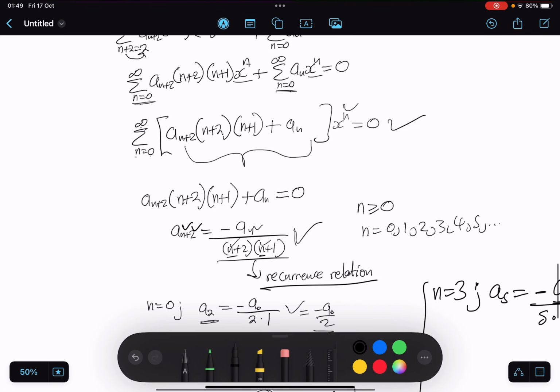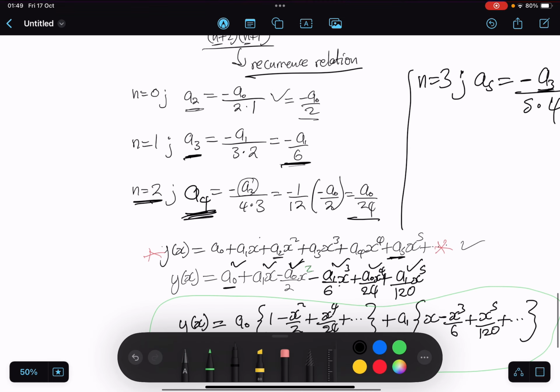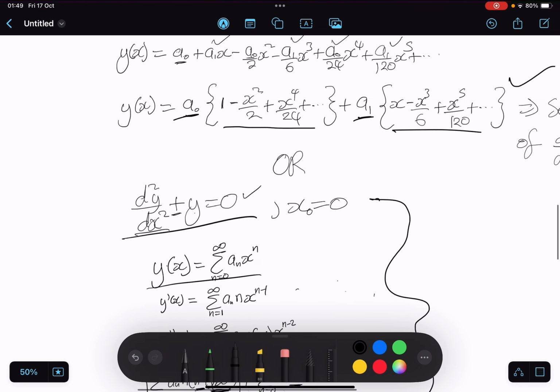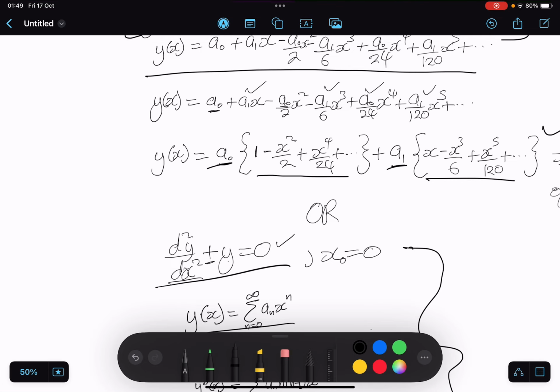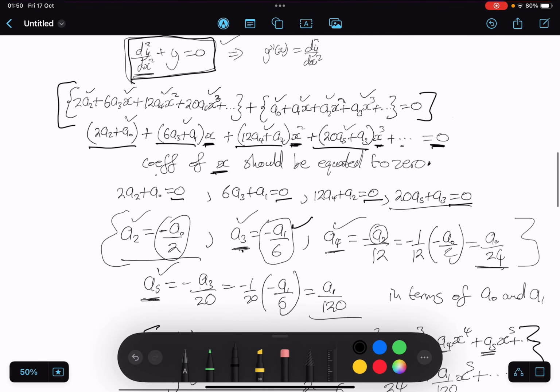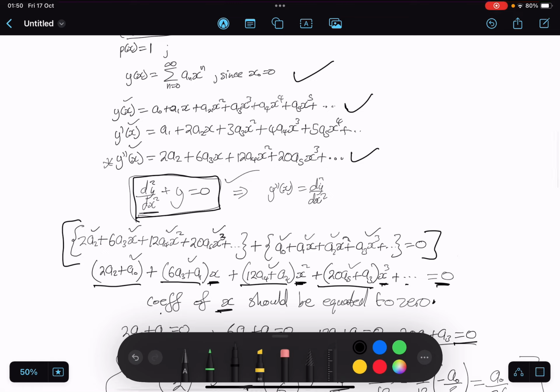So this is about it for this video. In the next video, I'm going to solve another differential equation using this power series solution method, so that we can see how we can evaluate it.